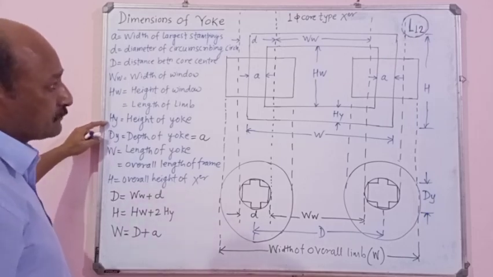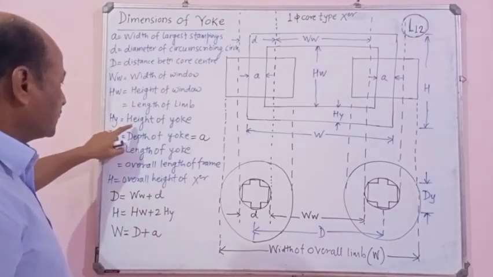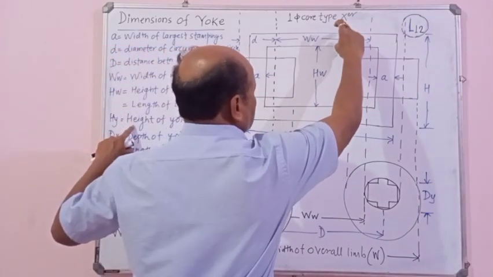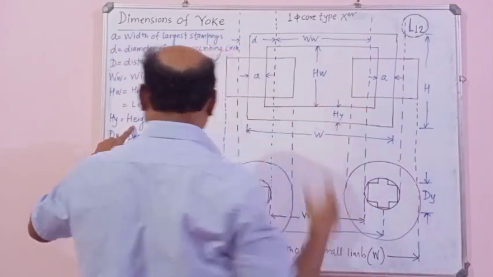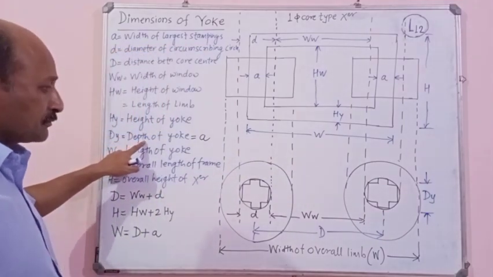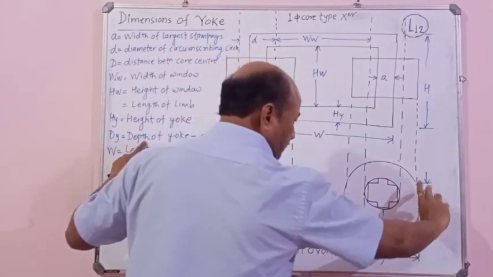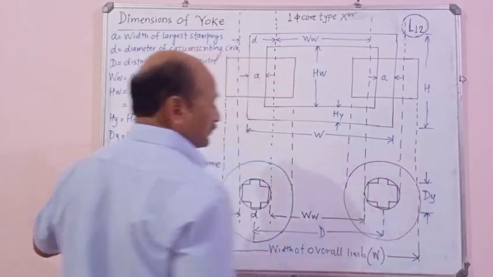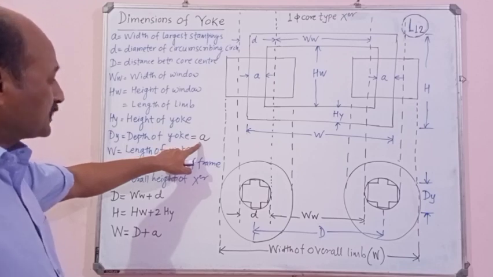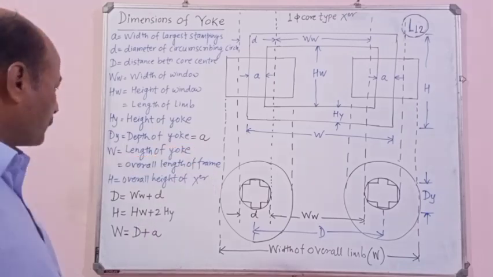Then Hy, capital Hy, is nothing but the height of the yoke. So these are the two yokes, and this one is the height of the yoke. Then Dy is the depth of the yoke. So this one is Dy. Dy is nothing but the depth of the yoke, which is equal to the width of the largest stamping, a.